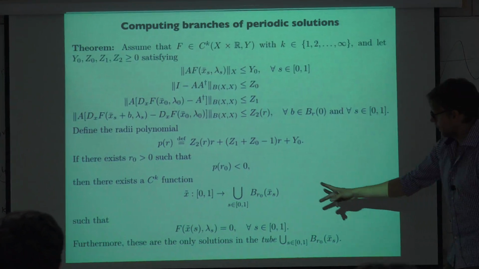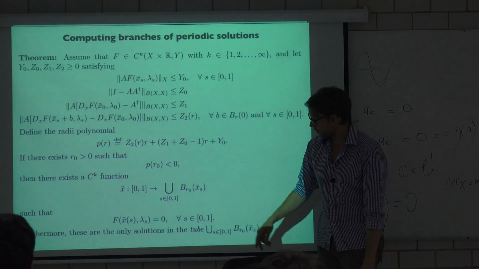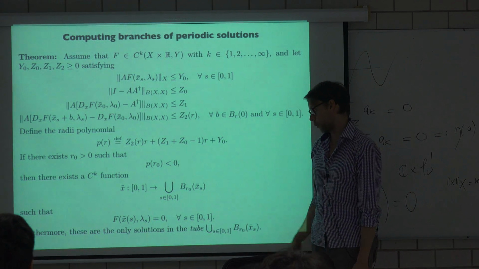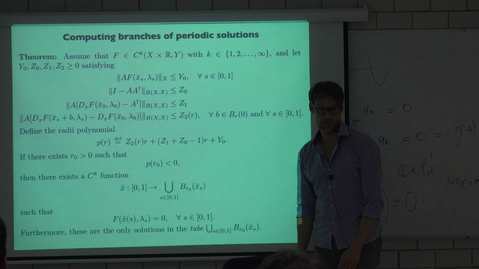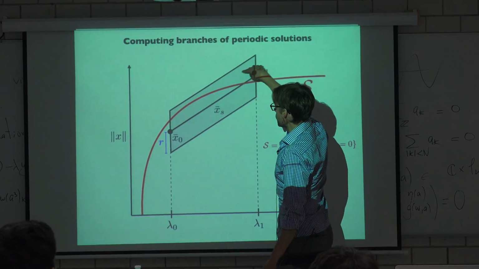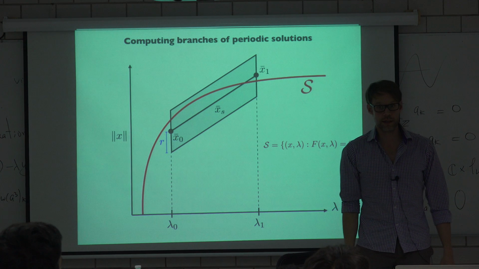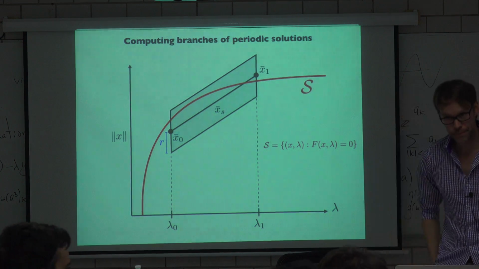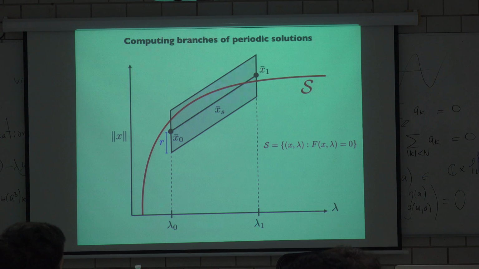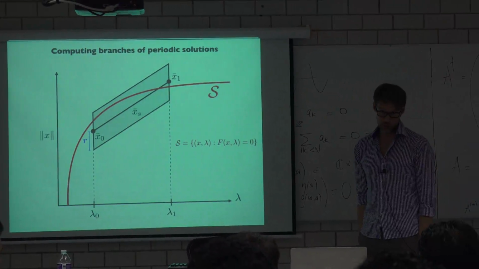And that satisfies that F of x tilde_s, lambda_s is equal to 0 for all s between 0 and 1. And furthermore, this is the unique solution in the tube that I showed you here. So there cannot be another solution, another branch that intersects that tube. So I guess that works very well when the branch is not too wild, right? Because then it's just linear. Yes, that just means that we have to take small, not so small time steps in the proofs.